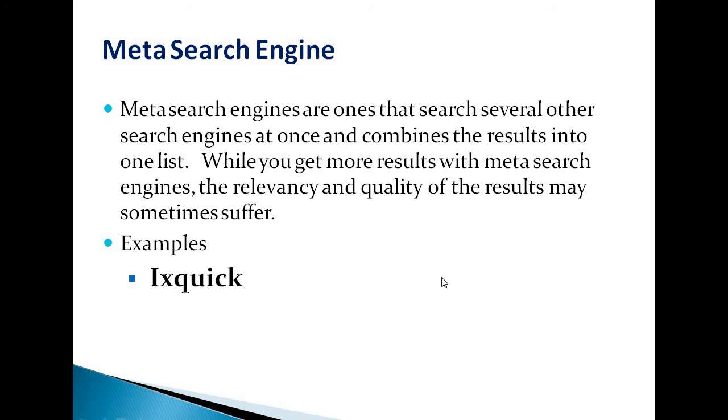Now next is the meta search engine. Here the term meta means information within information. So it is one of the search engines which searches several different search engines at once and combines the results into one list. So we can say that with a meta search engine, the relevance and quality of the results may sometimes suffer. Here the example of a meta search engine is IXQuick.